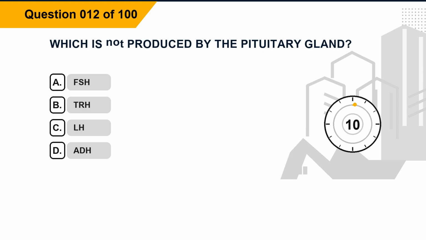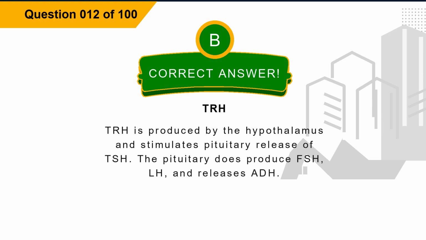Question 12. Which is not produced by the pituitary gland? Option A, FSH. Option B, TRH. Option C, LH. Option D, ADH. The correct answer is option B, TRH.